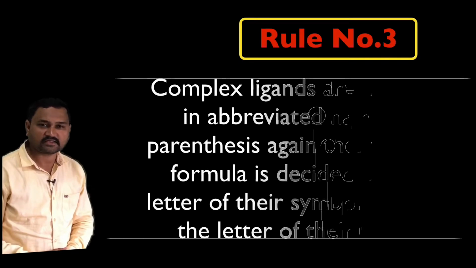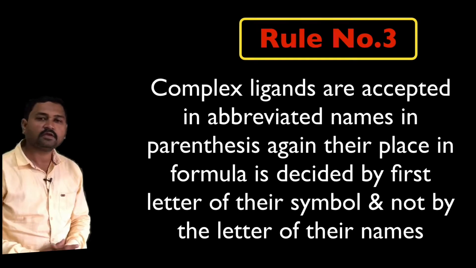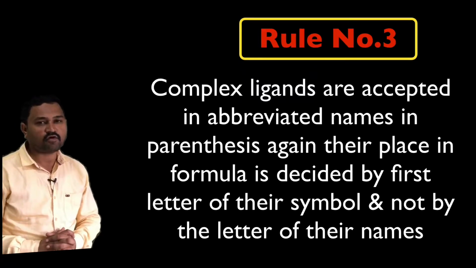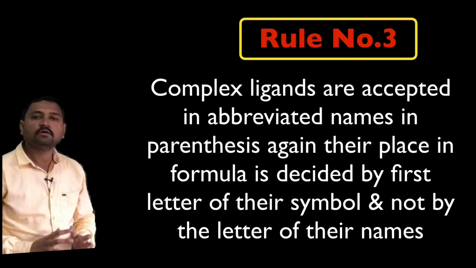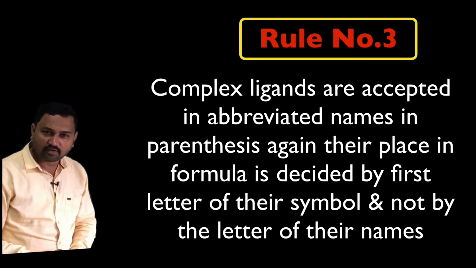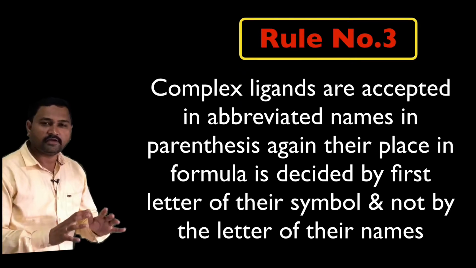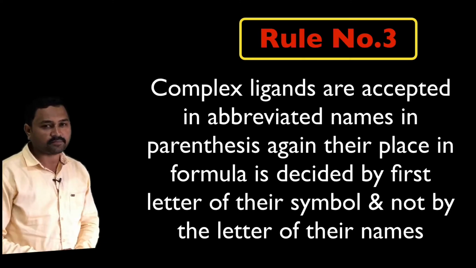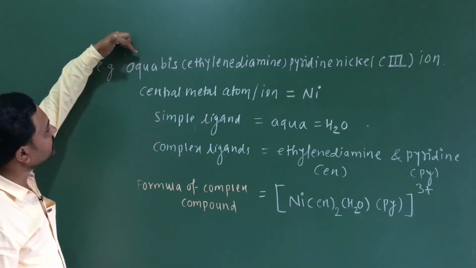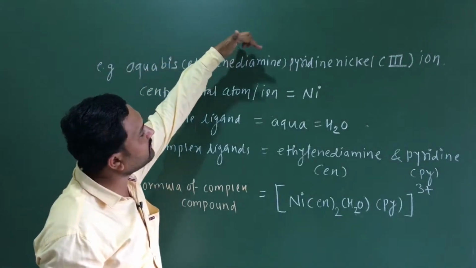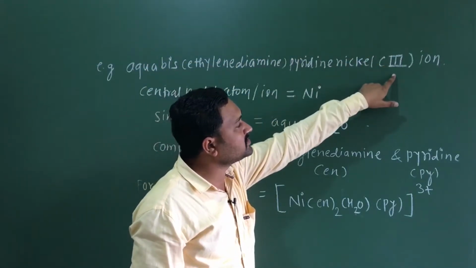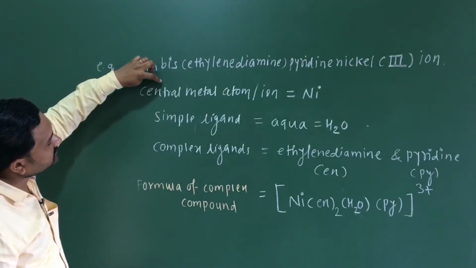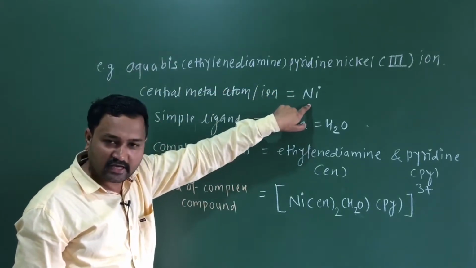Complex ligands are accepted in abbreviated name in a parenthesis. But remember that while writing the formula for this complex ligand, the first symbol of their formula is considered and not the first letter of their common names. Let us consider an example. I have taken the example aqua, bis ethylene diamine, pyridine, nickel, oxidation state +3 ion. So obviously you can observe that the central metal atom or ion is nickel here.